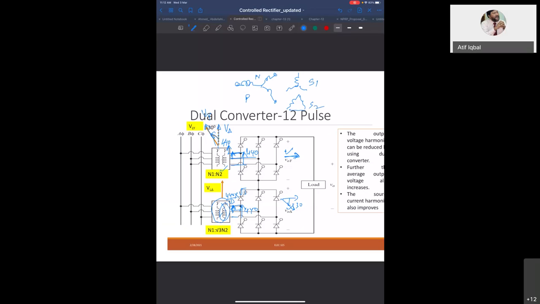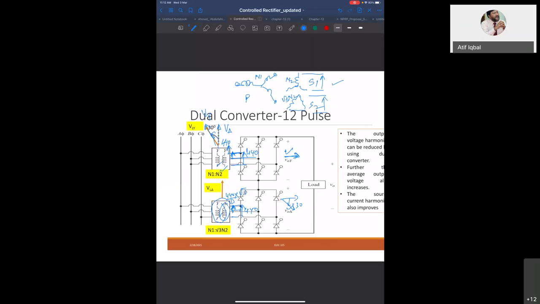And if this has number of turns N2, then this should have number of turns root 3 N2, so that the voltage which is coming here is the same as the voltage which is coming here. Same voltage we get. Okay, so this is how the turn ratio is adjusted. Now, this can be only one star and two delta. This is one possibility.